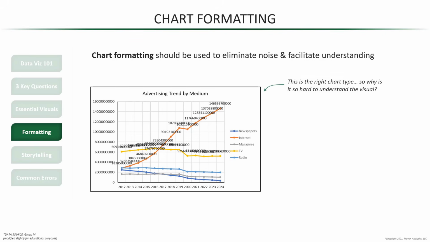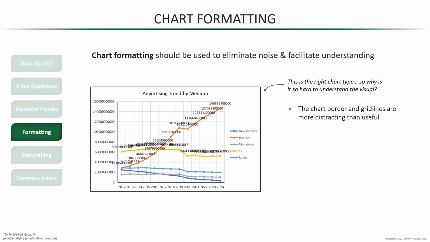Now, notice that we are trying to show a trend over time, so a line chart is the right chart type. So why is it so hard to understand what's going on? I think this would actually have a hard time passing the 10-second rule. Well, let's take a look at the formatting errors that are adding noise instead of clarity here.